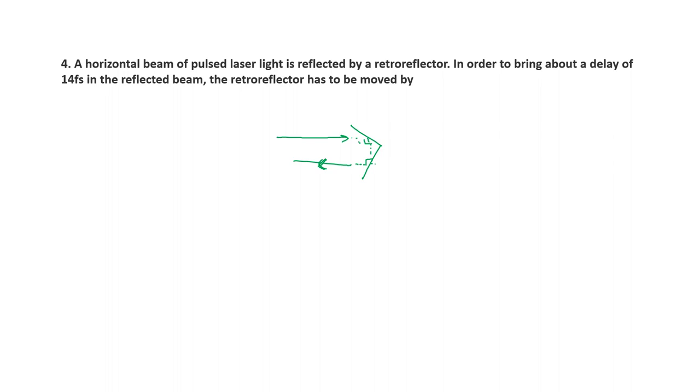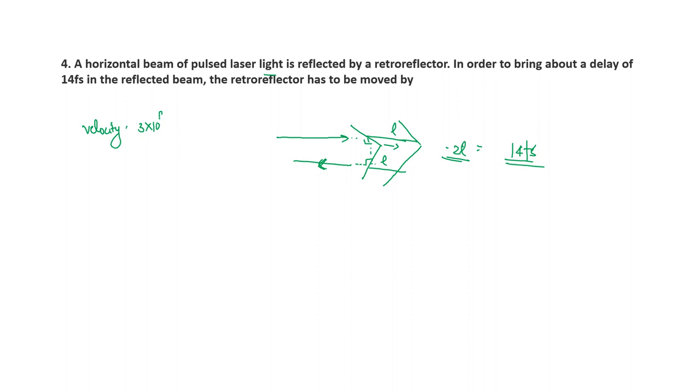Now, suppose I want the delay, so I want the reflected beam to come late. What I need to do is shift this retroreflector back. If I shift it back through some distance L, the path changes by 2L, and I can get whatever delay of time I need. Say it is 14 femtoseconds in this case. There is a normal relation between distance and speed. The pulsed laser light has a velocity of the order of 3 into 10 to the power 8 meter per second.